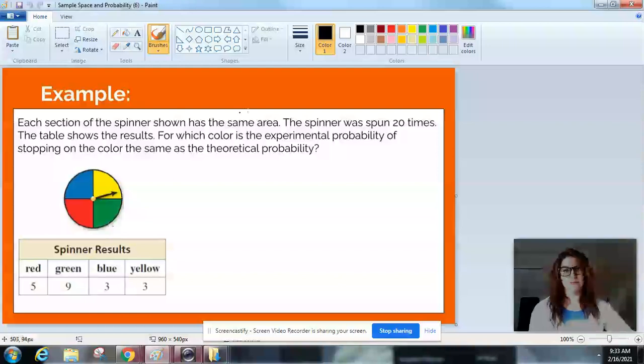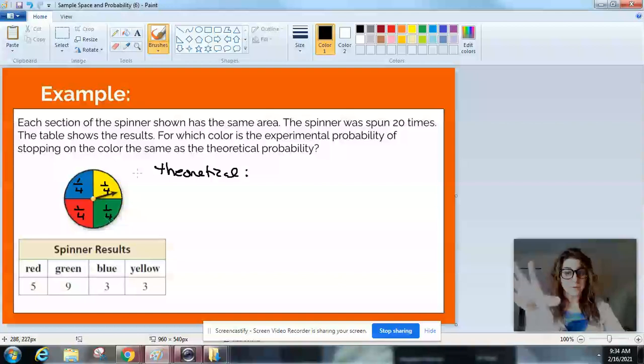So first thing, let's talk theoretical. Theoretical means in theory, what should happen? Well, I have 4 equally spaced parts. That's important. They're all equally spaced. So that means it's a 1 in 4 chance for each color. Now, if these were not equally spaced, that would be a different story. But because they're all equal sections, I know I can have 1/4 as my theoretical probability. So any color is 1/4. So the probability of red is 1/4 theoretically, probability of blue is 1/4, etc.